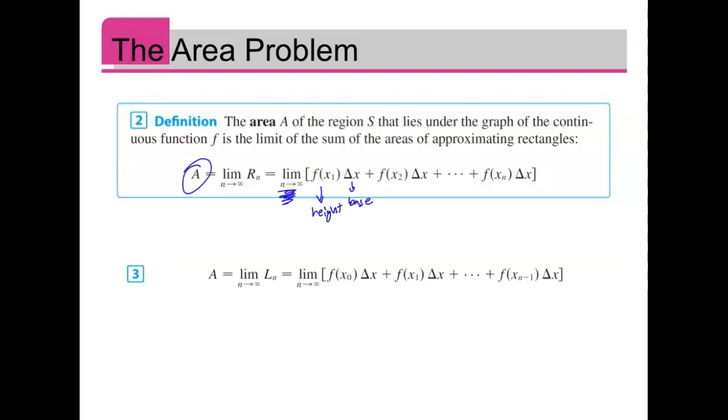And it doesn't matter if you use right endpoints to get the height of your rectangles, or if you use left endpoints to get the height of your rectangles. And in fact, it doesn't matter if you use any point on the subinterval to get the height of the rectangle. Meaning, it doesn't have to be right or left endpoints. We could have chosen the midpoint on the subinterval, drawn a vertical line until we hit the graph, and used that as the height, right?